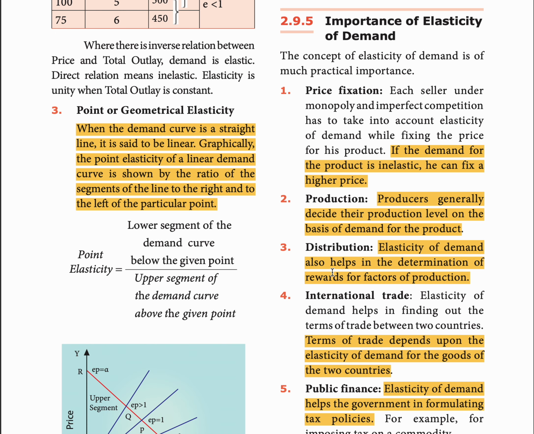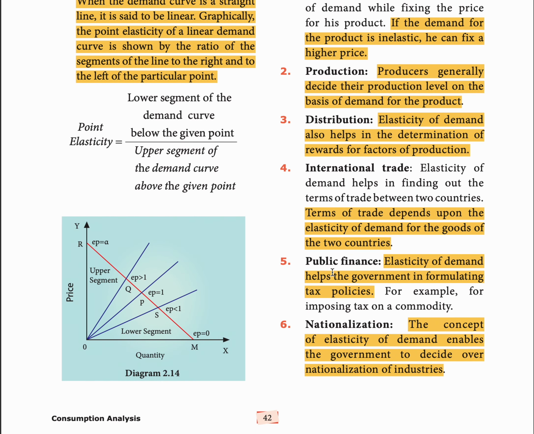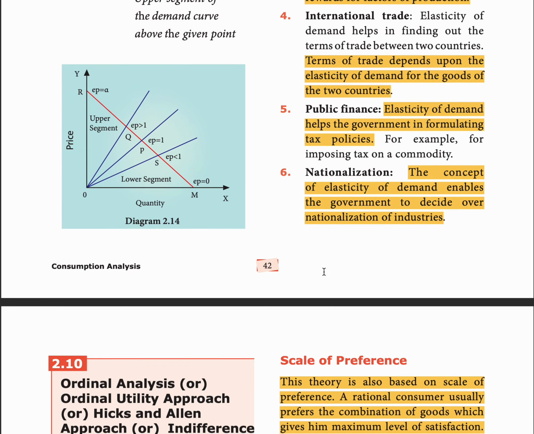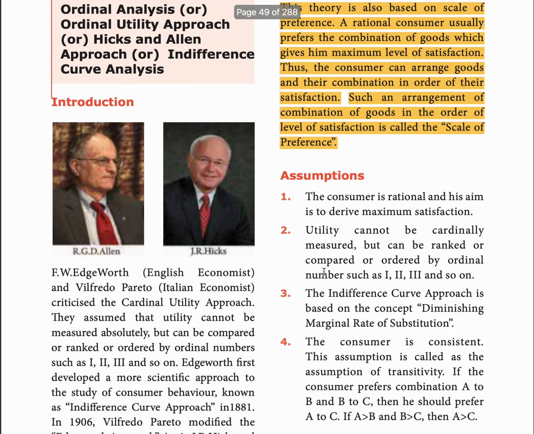The producer decides the production level on the basis of demand for the product. Elasticity of demand also helps in determination of rewards for factors of production. International trade: terms of trade depend upon elasticity of demand for the goods of the two countries. Public finance: elasticity of demand helps the government in formulating tax policies. Nationalization: the concept of elasticity of demand enables the government to decide on nationalization of industries. So, friends, these are some of the importance of elasticity of demand.